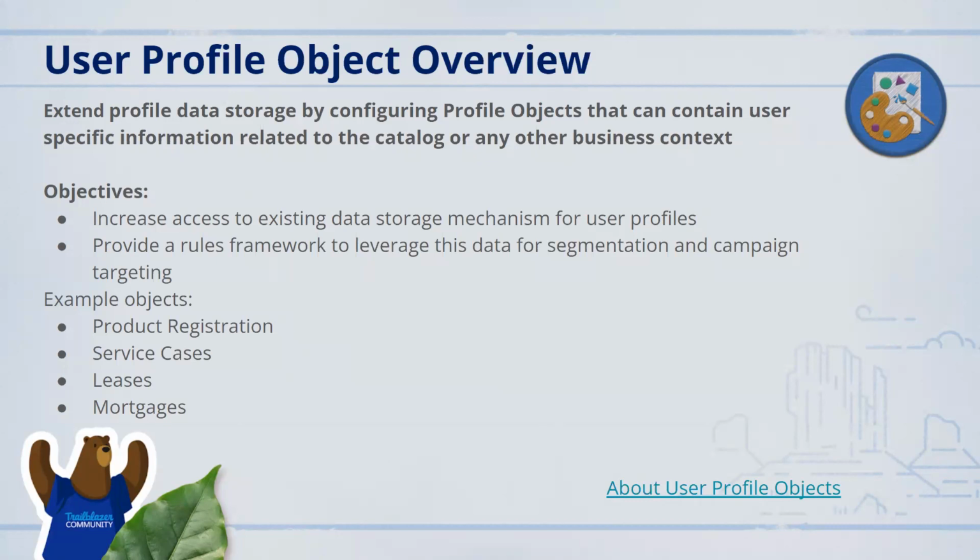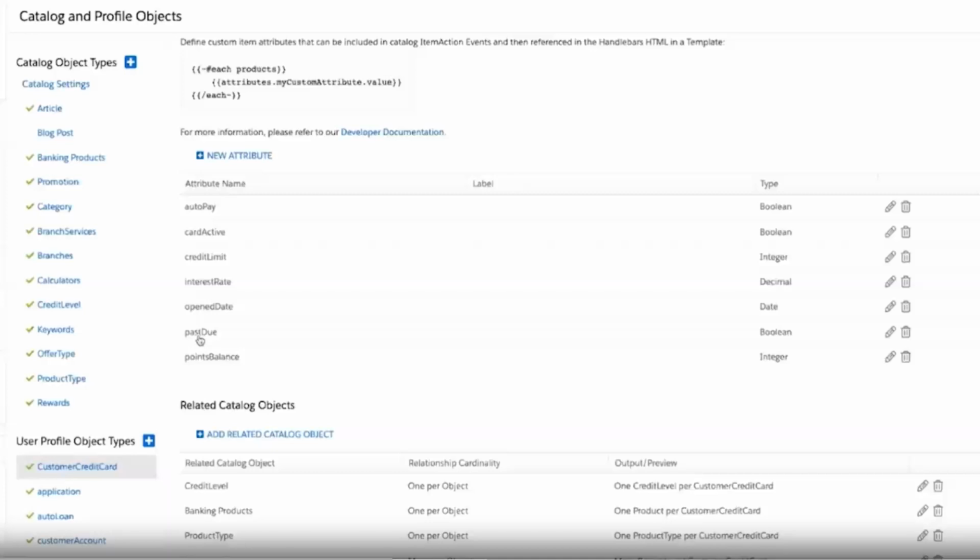What profile objects allow for is increased flexibility to define and customize your MCP data model. So for example here, it has essentially almost the exact same interface as catalog objects. But in this case, you can name your own profile objects. You can add in attributes for the profile object.